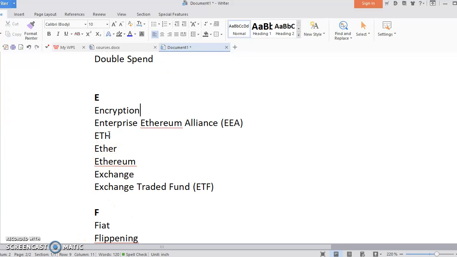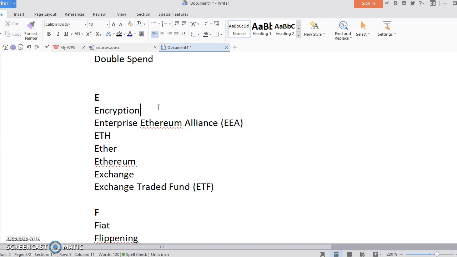So E, the first thing we start with is encryption. So what is encryption? Encryption is basically when we protect a certain kind of data or documents from unauthorized access. It can be something like your password. For example, your phone has a password or screen swipe and the rest of them to prevent unauthorized access by people.